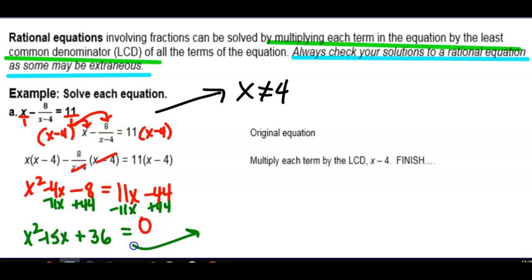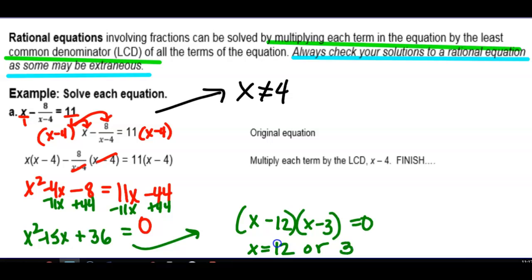Okay. If we factor this, we get an x minus 12 and 3. I almost put 9 and 4, but 9 and 4 don't add up to 15. So to make this equivalent to 36 and add up to 15, we needed a minus 12 and a minus 3. So we'd get x squared minus 12x minus 3x would be minus 15x. 12 times 3 is 36, and it'd be positive, so we're all good. Then if we set them equal to 0, we get x equals 12 or 3.